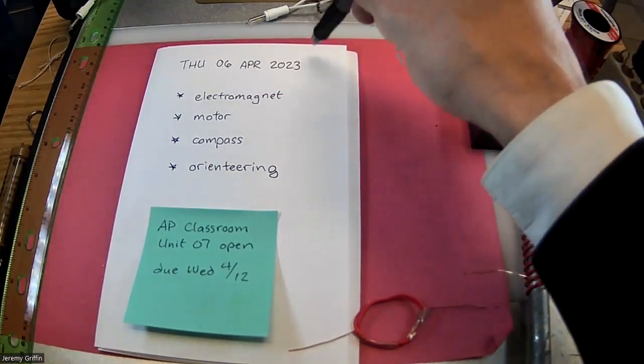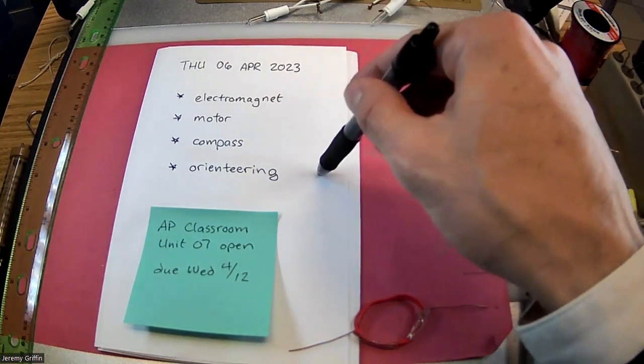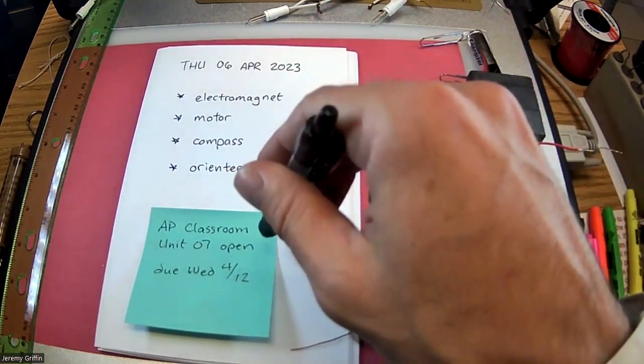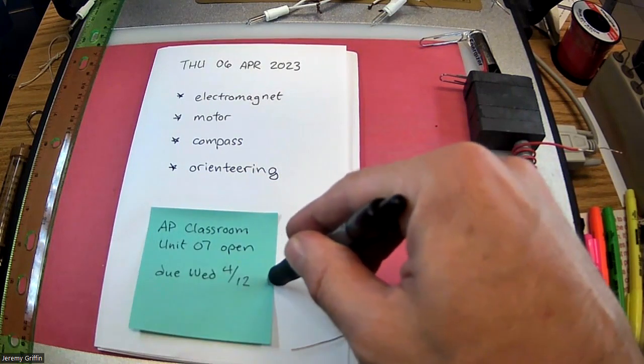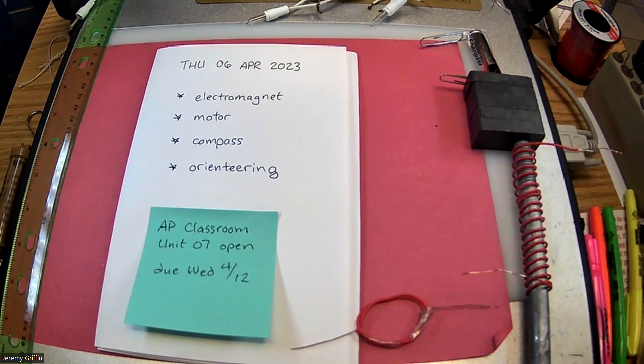It's Thursday, April 6th. I've got a bunch of activities for you today related to electromagnetism. Remember I told you yesterday that AP Classroom Unit 7 is open. I've got a due date of Wednesday, so we're going to aim for that. Any questions so far?